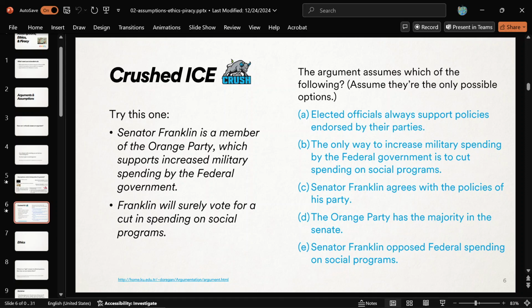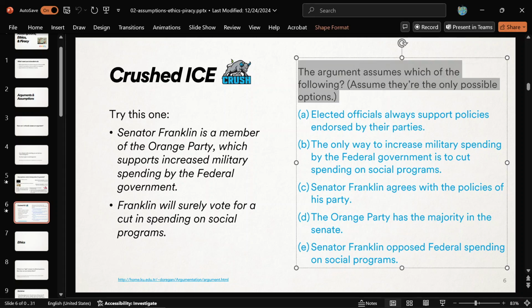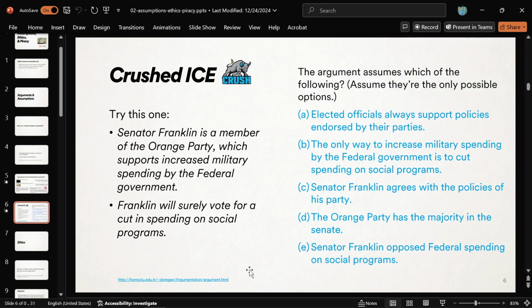And here's my question for you. Please get into little mini groups with the people sitting next to you and discuss the answer. Assume that only one of these answers is the right answer. In the real world there might be others, but assume that A through E are the only valid options. Which one is the right assumption for this argument, all right? The argument assumes which of the following, all right? A through E. So give them a read with the people sitting next to you.